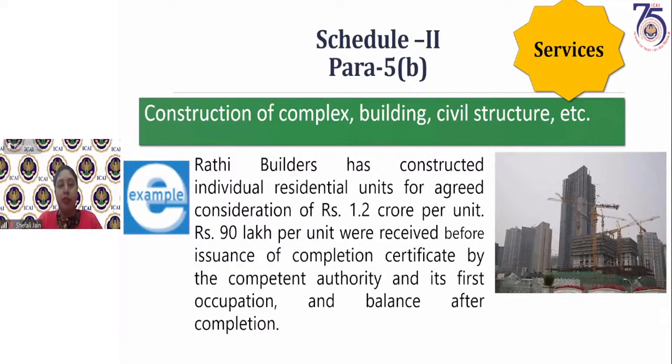Now comes para 5B, that is construction of complex, building, civil structure, etc. Now, I had received a query regarding this from some of the students, so we'll cover it here. Somebody has asked that the supply of an immovable property is not a supply as per GST, because we have seen that only goods should be supplied and immovable property should not be supplied. Then why are we taking construction? Actually, in construction, we are not supplying the immovable property. It is with relation to the construction of this immovable property that the service is what we are actually considering as supply.